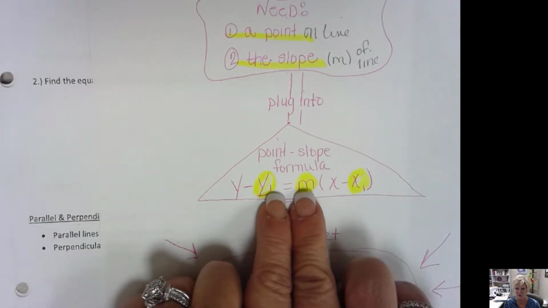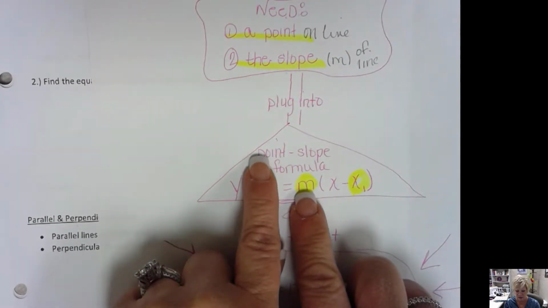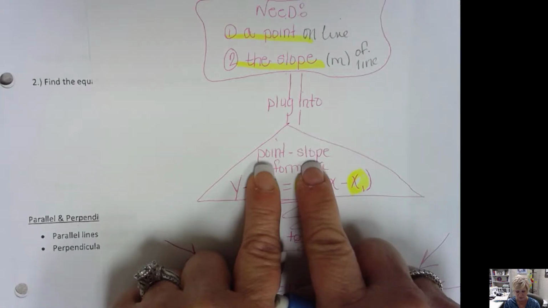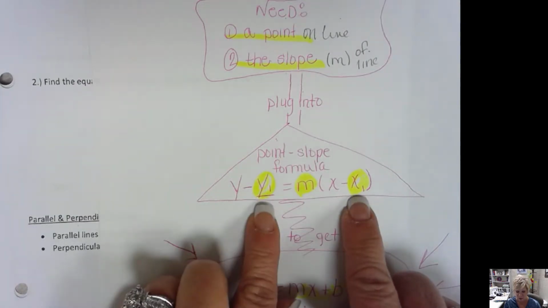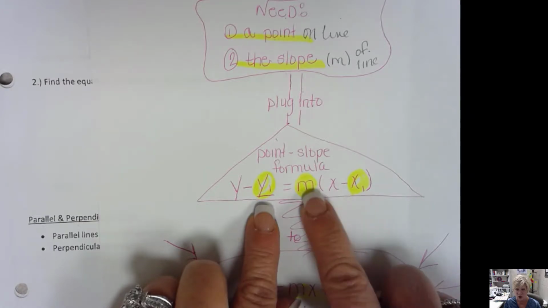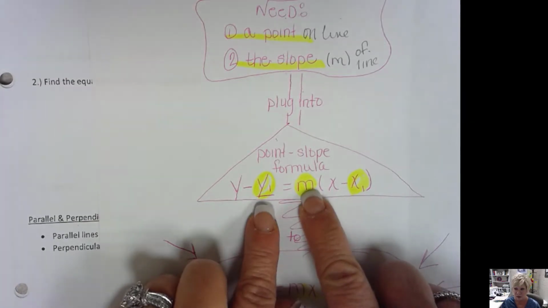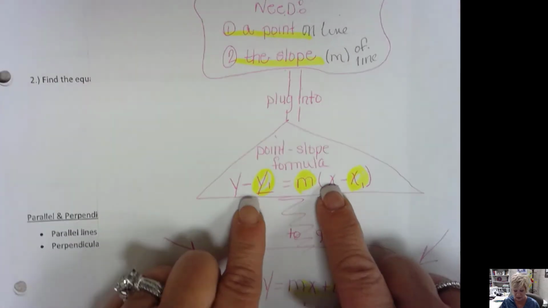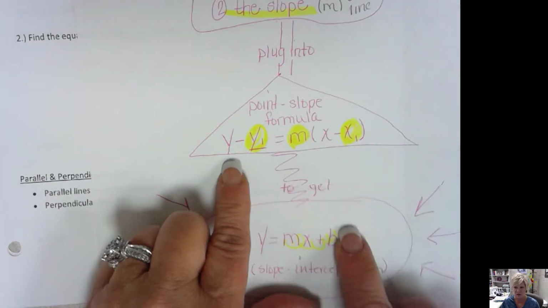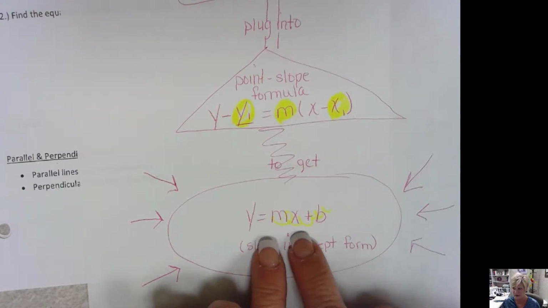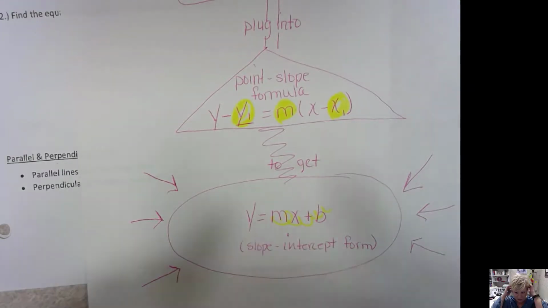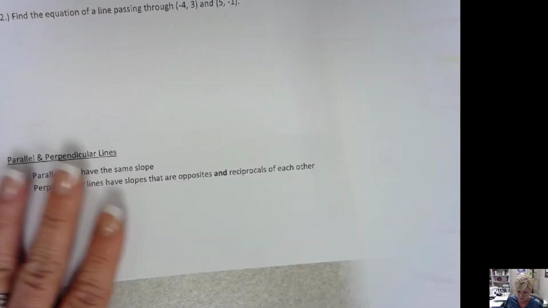So point slope formula is when you have a point and you have the slope. The point goes here, the x and the y value of that point. The slope goes here. So you're just plugging and chugging. You work it all out and you get a nice, neat y equal mx plus b form for the equation of that line. So we're going to do a couple.